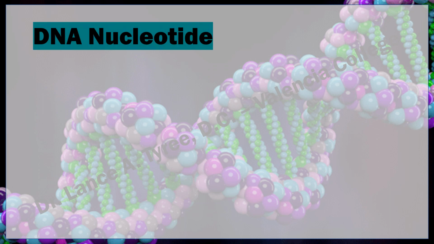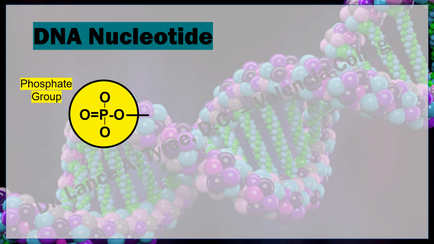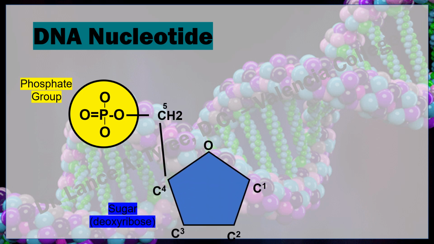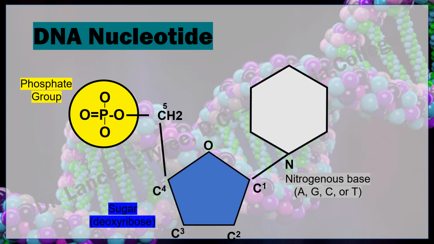Okay, so a DNA nucleotide. We first have that phosphate group. Okay, we have the sugar, which here we have pictured as deoxyribose. And we have the nitrogenous base, which can be either A, G, C, or T.